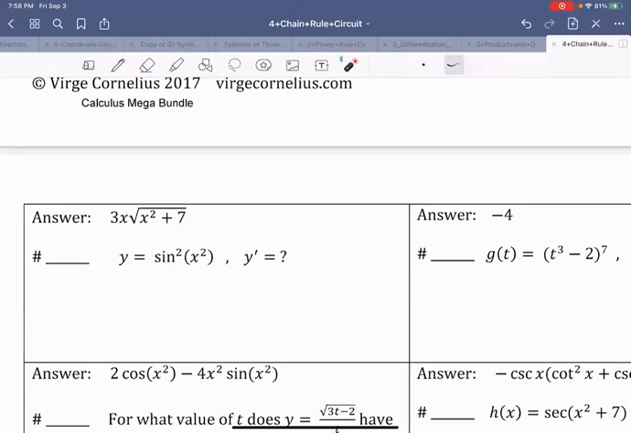Emily, let's try this one. Does my microphone work? Yes. Okay. So you take the derivative of the outside first? Look, when this question, this guy really looks ugly. It makes you feel really confused.